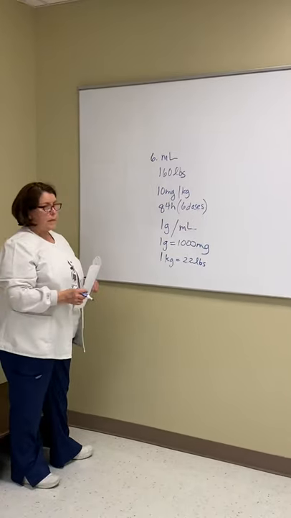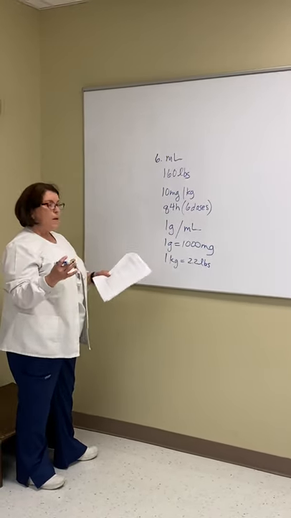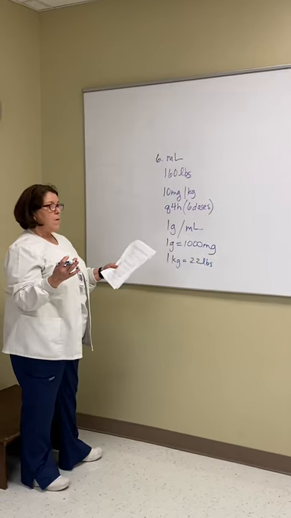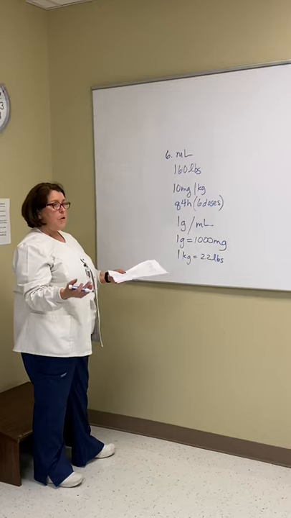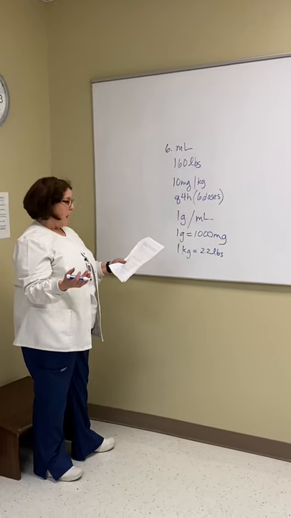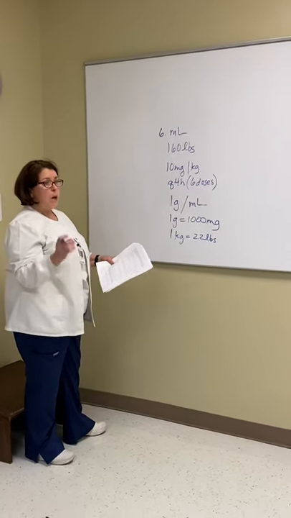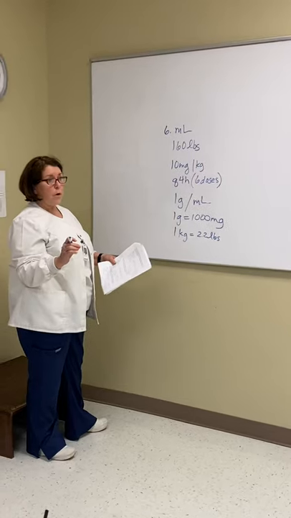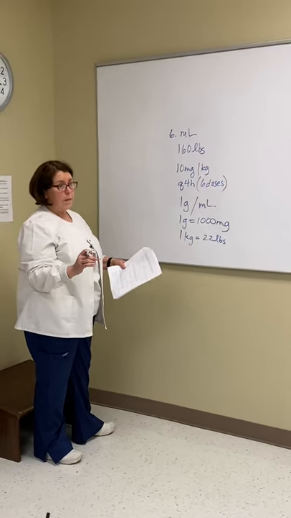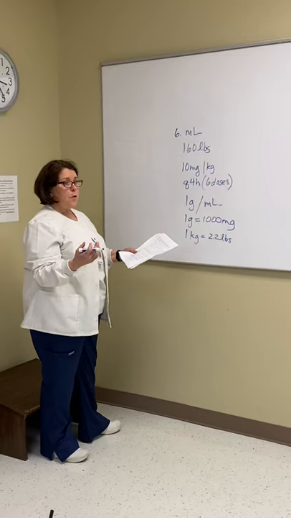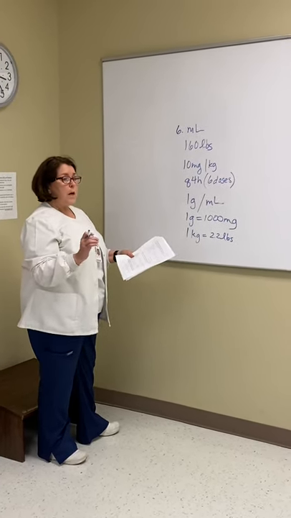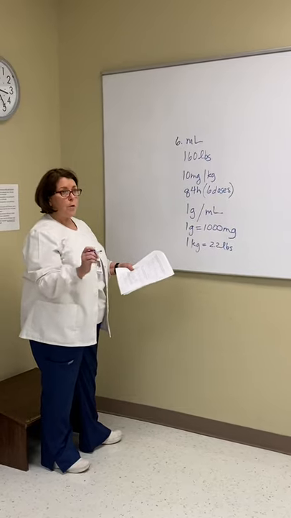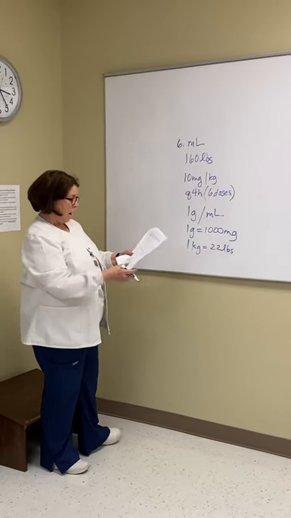Now, the way I set up these problems, I don't convert my pounds to kgs first off. I just include it in my problem setup. If you convert your pounds to kgs ahead of time, do not round to a whole number. Round it to the hundredth place. If you round the kgs to a whole number, you're going to get a wrong answer. It'll throw off your problem.